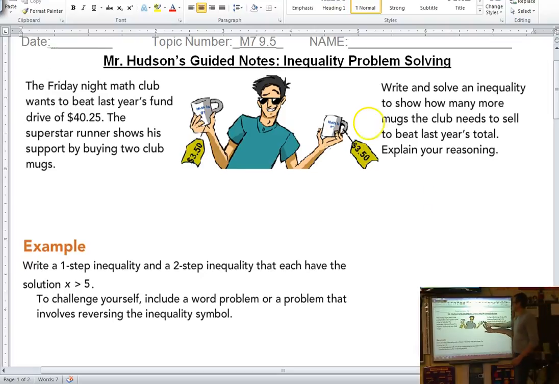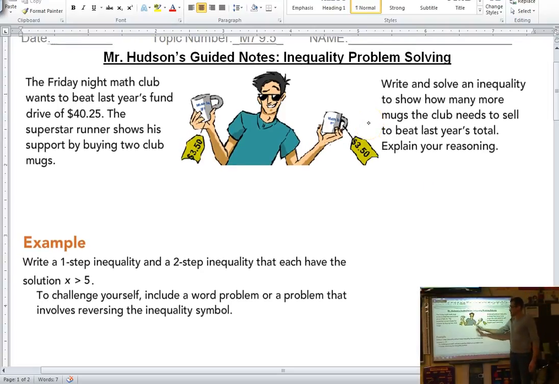Wait, they only sell mugs? That's all they're selling, the coffee mugs. That's what they sell. So like if we decided to sell hot chocolate mugs for people, that would be all we would sell.